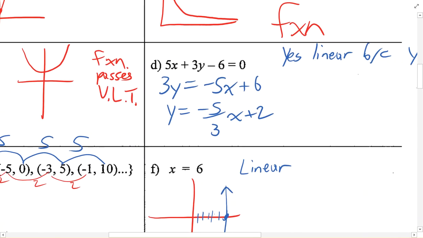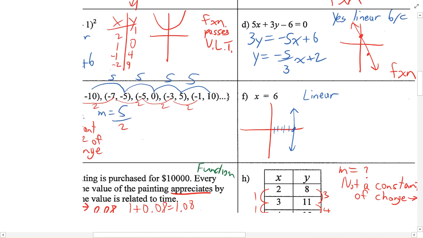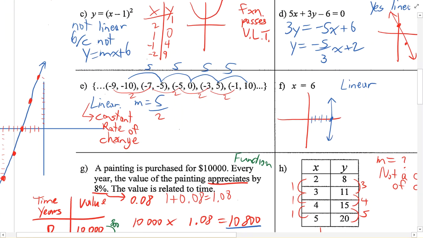The next one, is it a function? So graph it real quickly. Here's +2. A -5 is down 5, right 3. Boom. Is it a function? Yes, it's a function. Okay. This one, we graphed it. Passes the VLT, so it is a function. You could put passes the VLT for all of these, by the way.